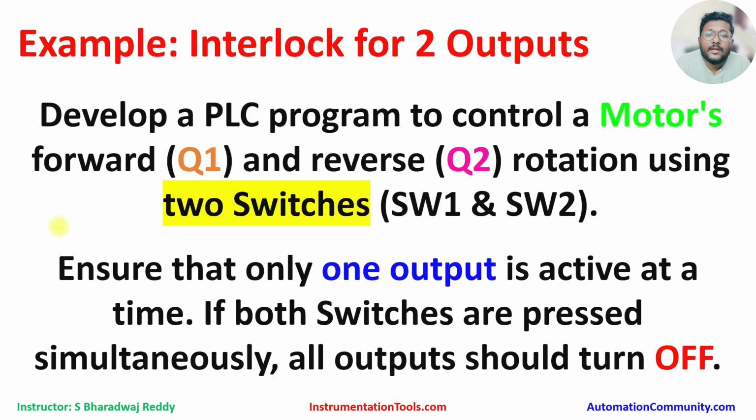If both switches are on at a time, then all outputs are off. When switch 1 is on, Q1 will be on. When switch 2 is on, Q2 will be on. If by mistake the operator presses both switches at a time, then all outputs should be off. So this is a basic interlock for two outputs.